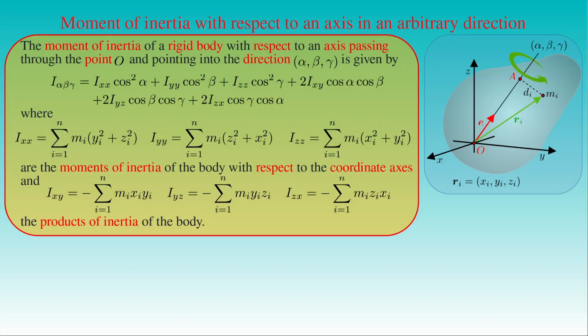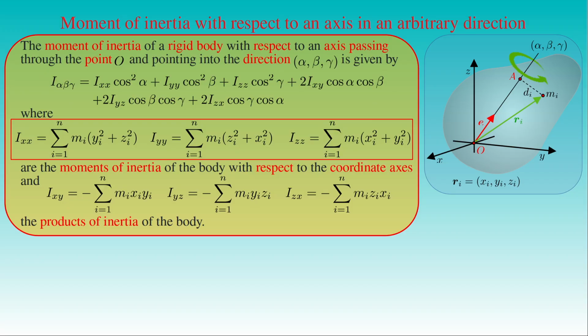Then we conclude the following. The moment of inertia I sub alpha beta gamma of a rigid body with respect to an axis passing through the point O in the direction determined by the angles alpha, beta, and gamma with respect to the axes of the coordinate system with the origin at the point O is given by I sub xx times the square of cosine alpha, plus I sub yy times the square of cosine beta, plus I sub zz times the square of cosine gamma, plus 2 times I sub xy times cosine alpha times cosine beta, plus 2 times I sub yz times cosine beta times cosine gamma, plus 2 times I sub zx times cosine gamma times cosine alpha.